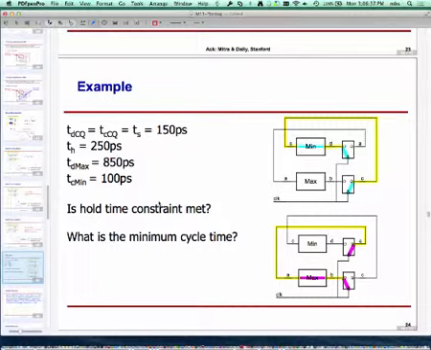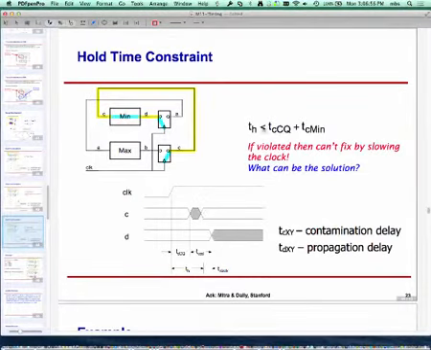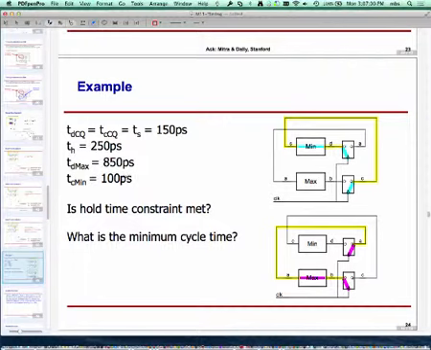So, hold time constraint basically corresponds to taking the contamination delay of the flip-flop and the shortest contamination delay, which is TC min, which is 100. So it's basically 150 plus 100, which is 250. Remember our equation required that TH be less than TCCQ plus TC min. So in this case, 100 plus 150, 250, we meet it just about right, okay, no margin.